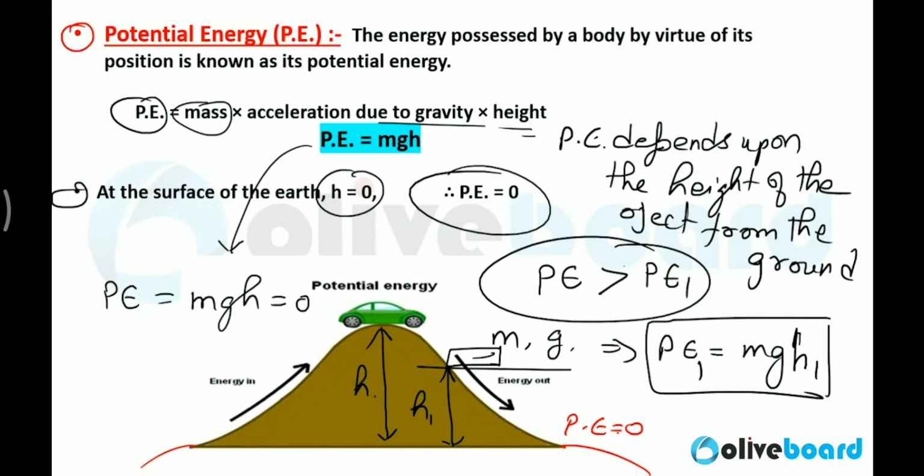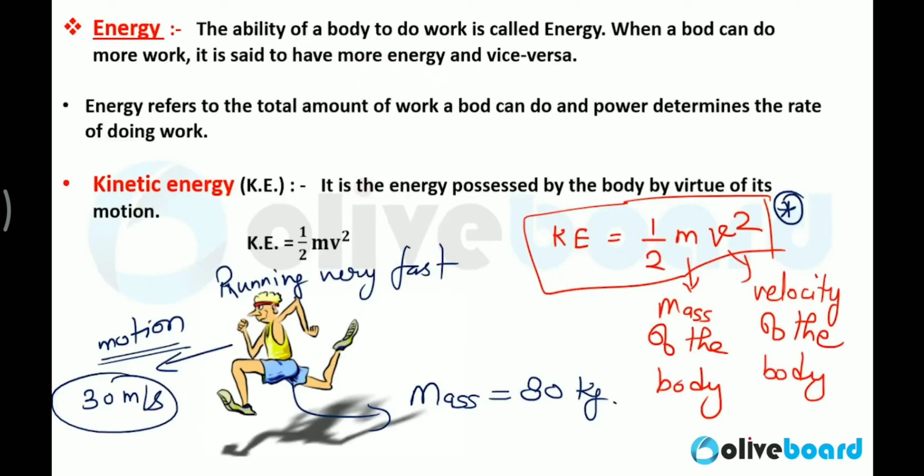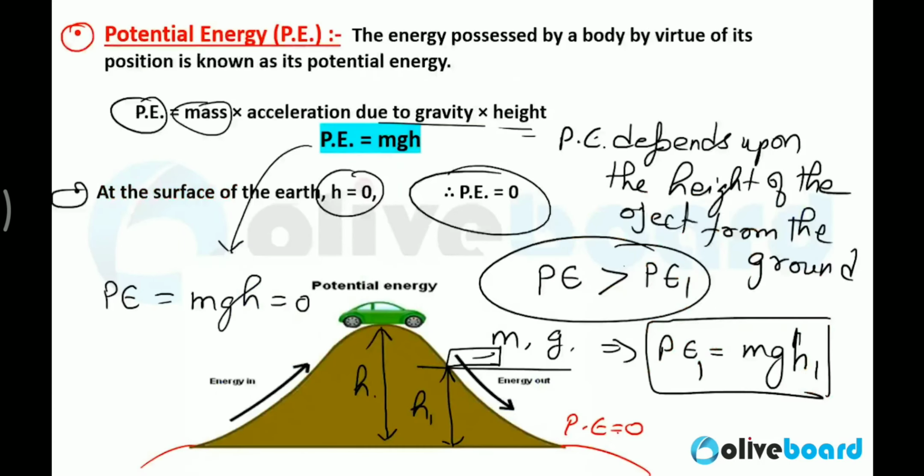Clear? So potential energy is the energy possessed by the body when it is at rest, or when it is at some height above the earth's surface. And kinetic energy is the kind of energy which is possessed by the body when that body is moving with some velocity.